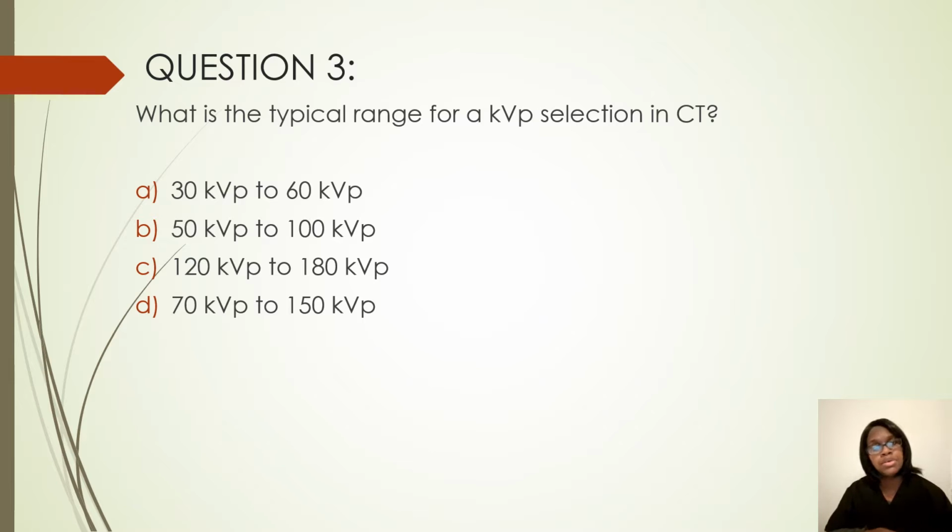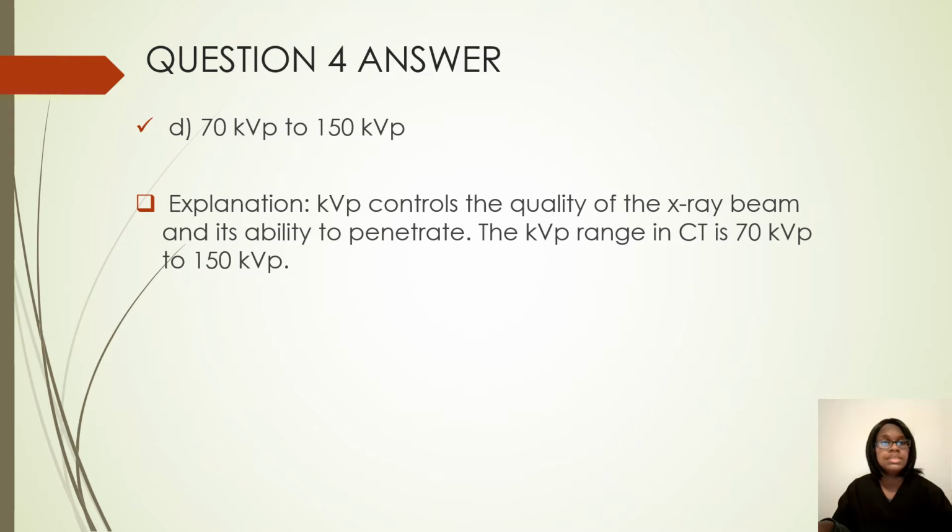So what is the typical range for a kVp selection in CT? 70 kVp to 150 kVp. So kVp, keep in mind, is going to control the quality of the X-ray beam and the ability to penetrate that tissue.